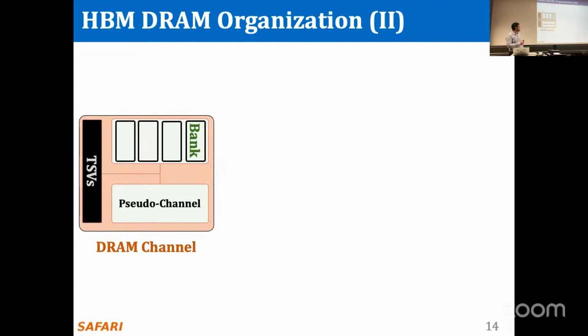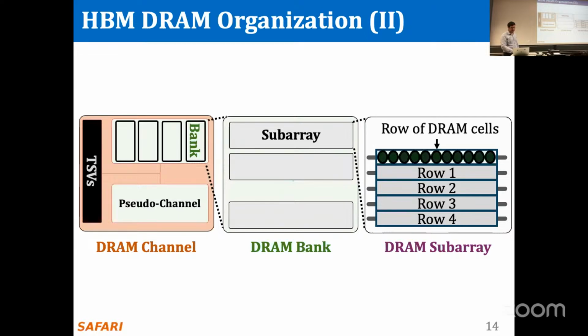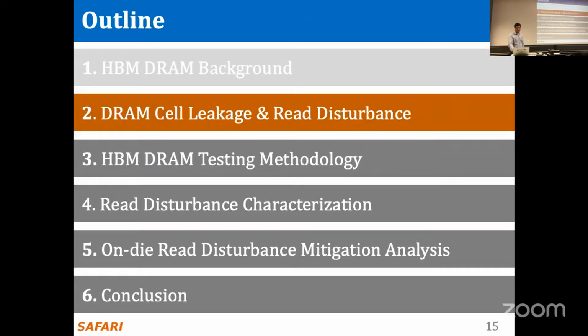The only exception here is there's this concept of pseudo channels. It's unique to HBM2. Maybe they have it in HBM3 also. But it's not very important what a pseudo channel is. It's a collection of multiple banks, which is a good abstraction though. And each bank has multiple subarrays, and in each subarray you have many rows and DRAM cells in a row.